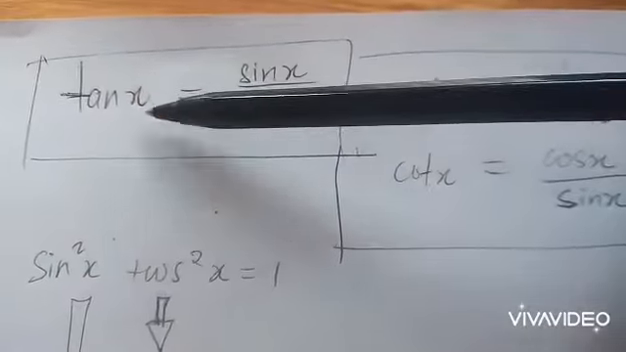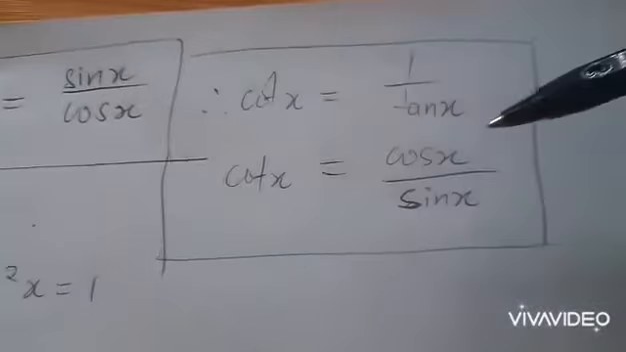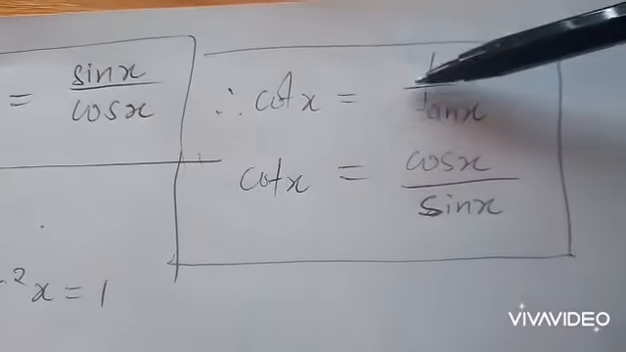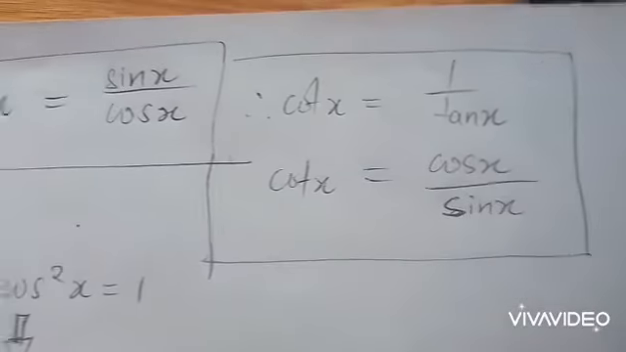So when you see tan in our identities, always change to sine over cos. When you see cot, change it to 1 over tan. When you see 1 over tan, change it to cos over sine. That will help you very quickly.